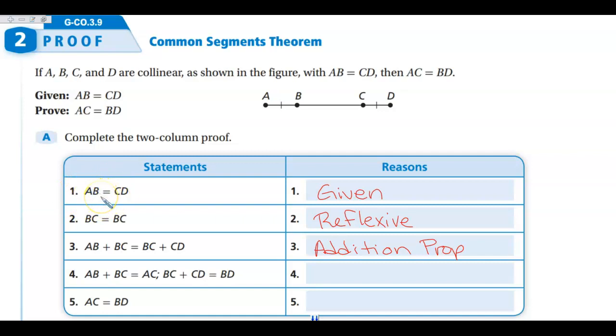Now, look here, what do I have? I have AB plus BC equals AC. This plus this equals the whole thing. Same thing on the other side. This plus this equals the whole thing. We are adding segments to equal the whole piece, so that is our segment addition postulate.